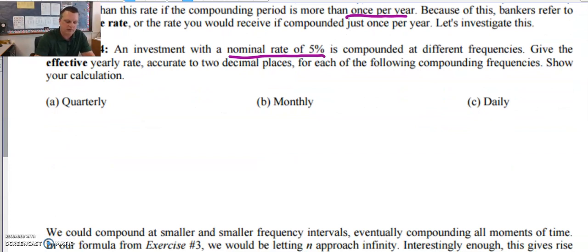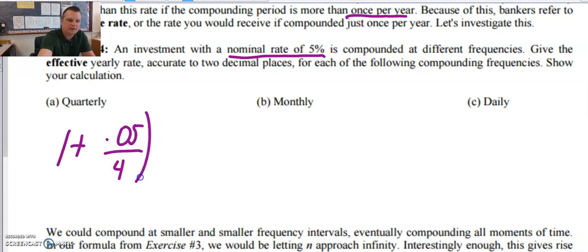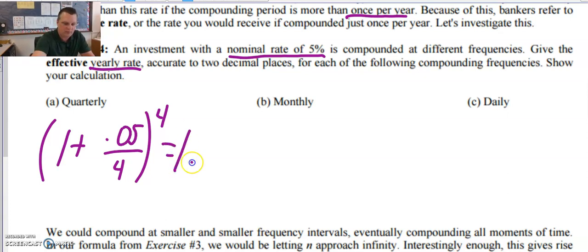So quarterly, and we're talking about 5%. So if we have quarterly, it is 1 plus. This is just the rate we're looking at. 0.5 over 4, because that's quarterly, raised to the 4th power. So we're just looking at that part. And the time is just 1 year, I believe. Yeah, effective yearly rate. So that's just 1 year. So when you put that all on your calculator, you get 1.0509, and so on.